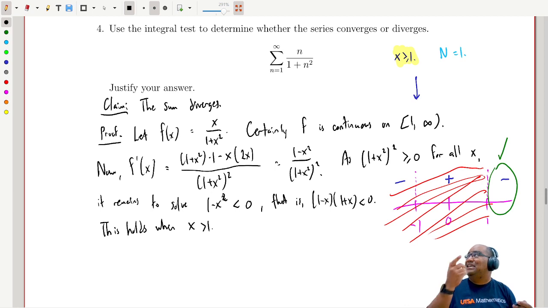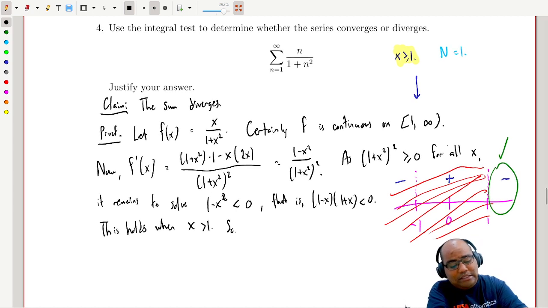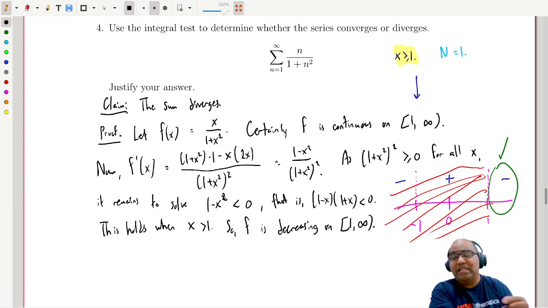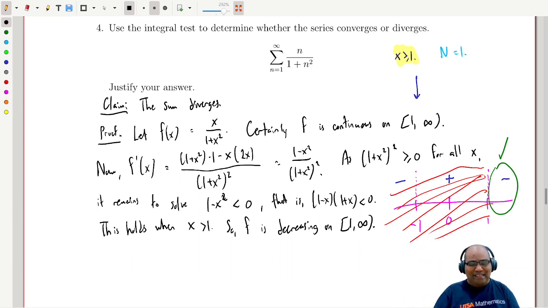Well, what does that give us? That thing is negative. That was the derivative. So the derivative is less than 0 when x is greater than 1. So f is decreasing. f is decreasing on that interval from 1 to infinity. To be kosher, I should have put a parenthesis there at the 1, but it doesn't really matter at this point. So we have that f is decreasing.